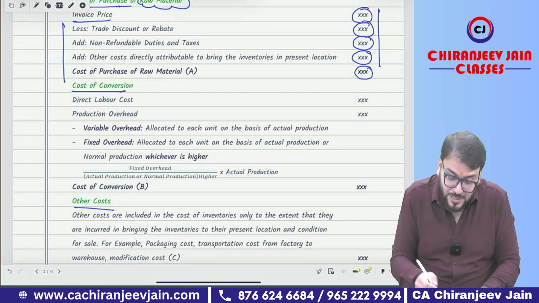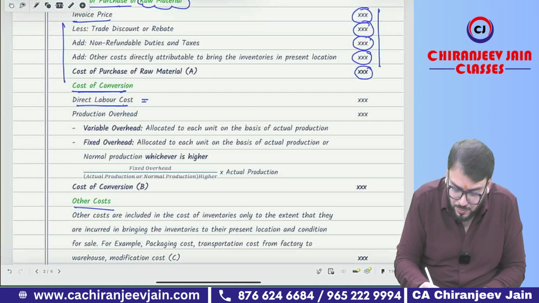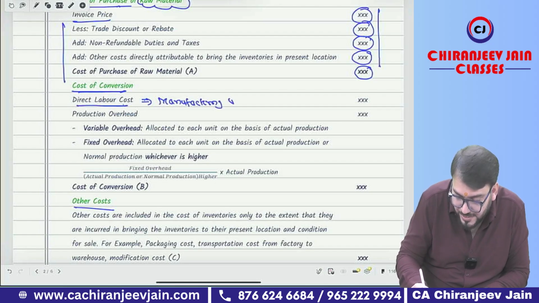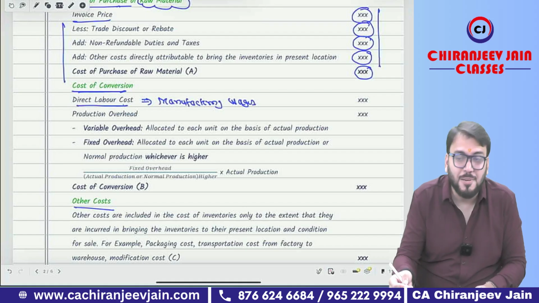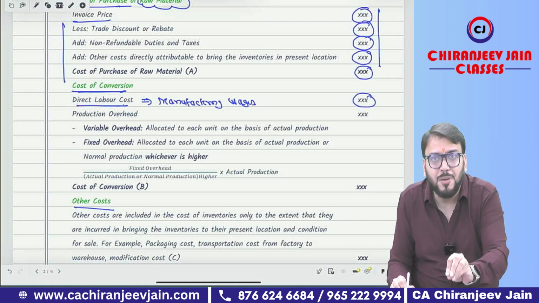Correct? In this we will add cost of conversion. So direct labor cost. Direct labor cost means what? Manufacturing wages. So whatever is given, that we will add. Direct labor, nothing to explain. Labor cost, whatever you pay to the labor for production activity, that you need to add.